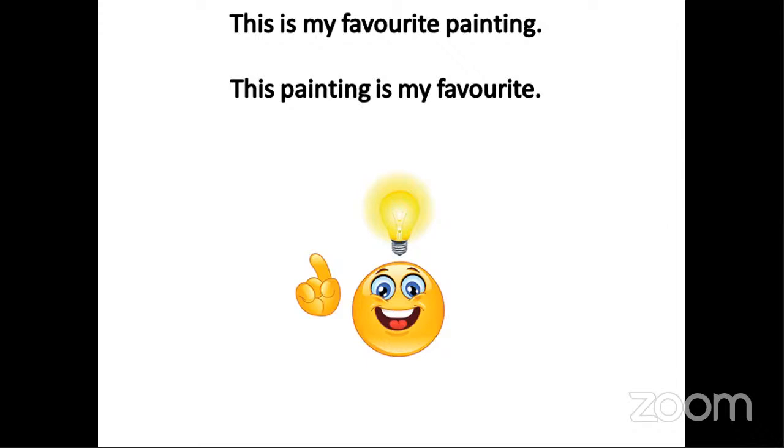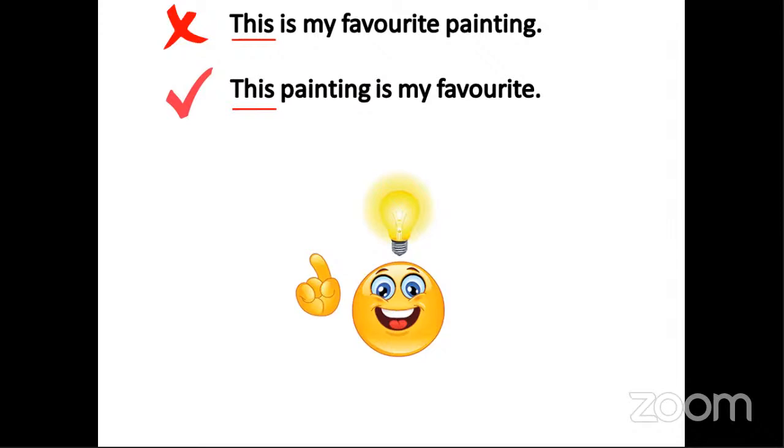So in the first case, this is my favorite painting. This is not a determiner because it is a standalone. And in the second sentence, this is referring to a particular noun, and that noun is painting. So here this becomes the determiner. So I hope you are able to identify a determiner in a sentence.